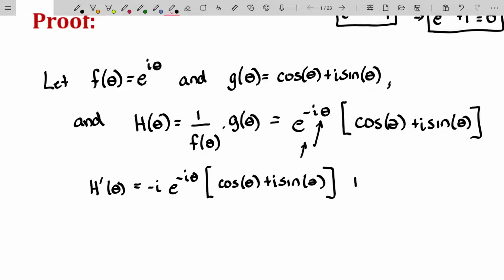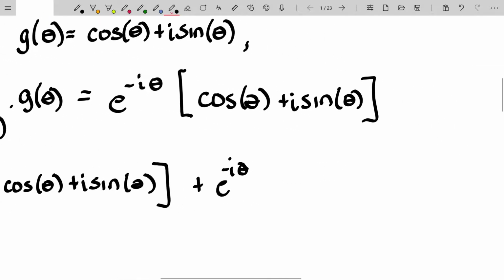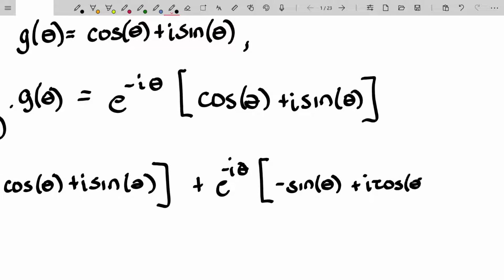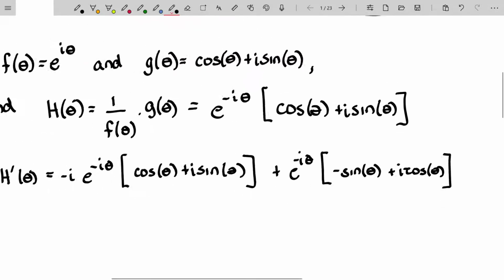Now this is the product rule, so plus. And then we have our first function, e to the negative i theta. I'm used to saying positive i theta, sorry about that. Times the derivative of that cosine plus i sine of theta. The derivative of the cosine is a negative sine of theta. That's not a biggie. And then plus the derivative of i sine of theta is i cosine of theta. Again, i being just a constant, a scalar constant.